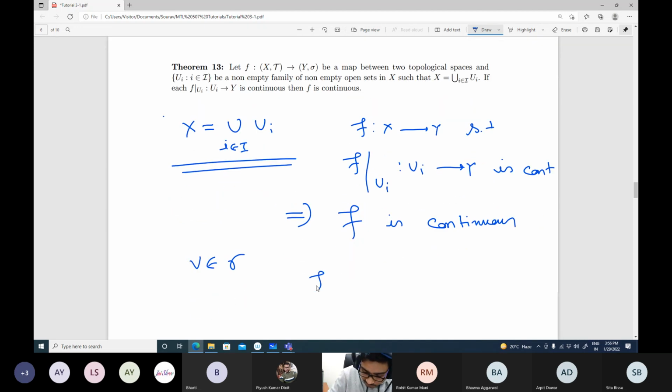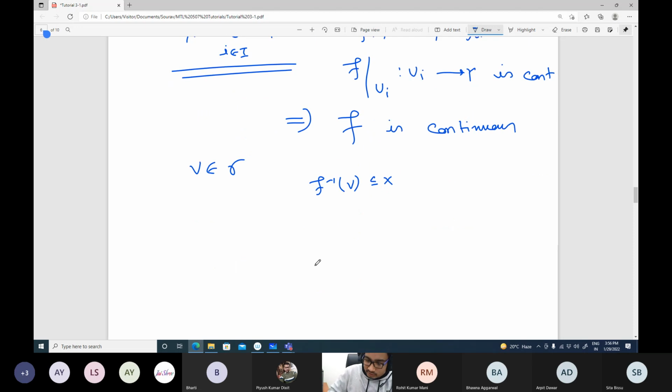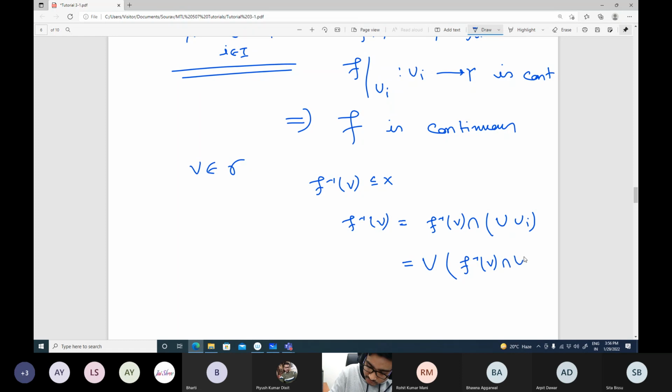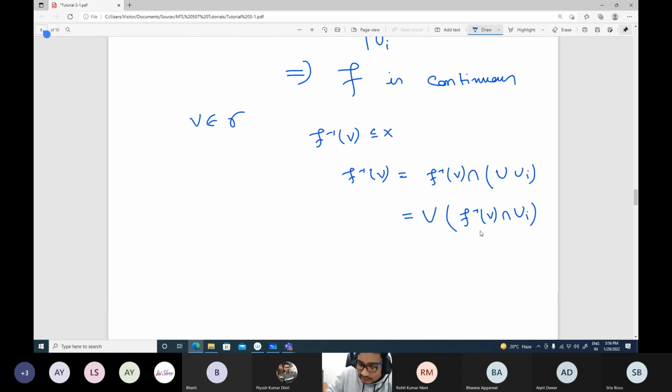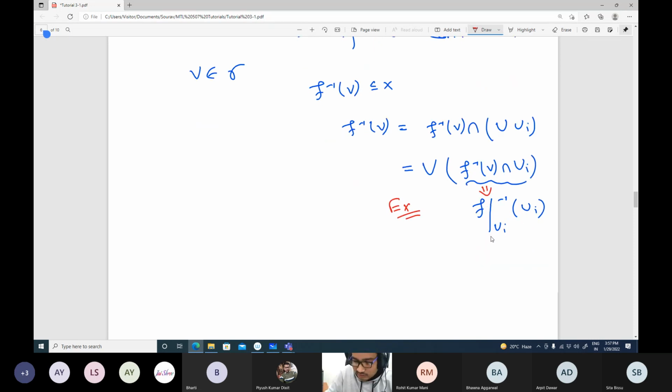Now we look at F inverse V. Of course, F inverse V is a subset of X. So we can write F inverse of V as F inverse of V intersection the union of U_i's. This is the same as the union of F inverse of V intersection U_i. Then you will easily see that this is nothing but the inverse of V under F restricted to U_i. This is an exercise I leave for you, just an application of set theory. And since each F restricted to U_i is continuous, this is open in X, and therefore F inverse V is open in X. That's it.